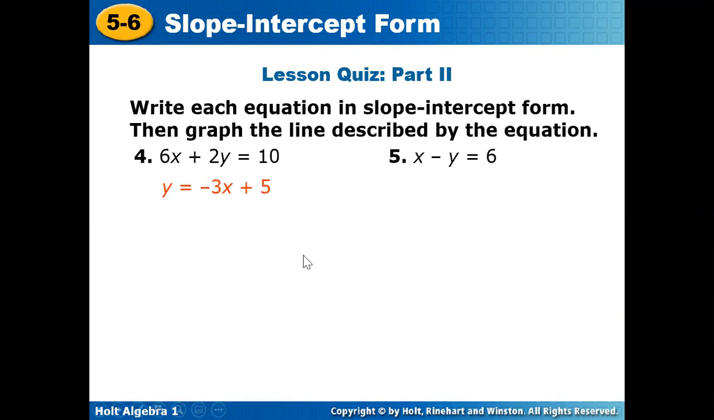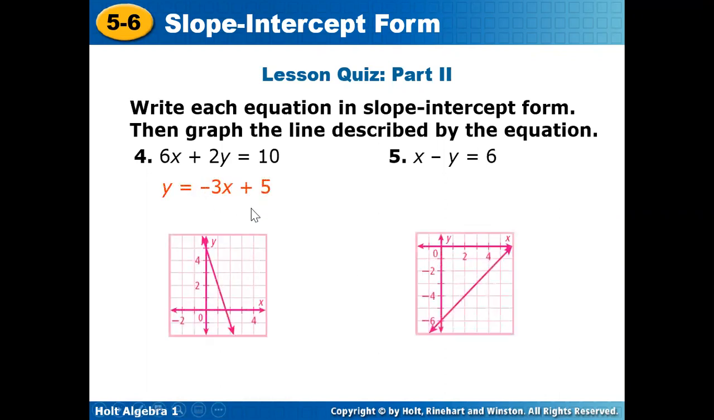And here we go. This will equal y equals negative 3x plus 5. This will end up equaling y equals x minus 6. Here, get your positive 5 as your y-intercept. Then 1, 2, 3 down, over, and then draw the line through. And then here, negative 6. And then your rise over run is just 1 over 1. So you get that diagonal line.